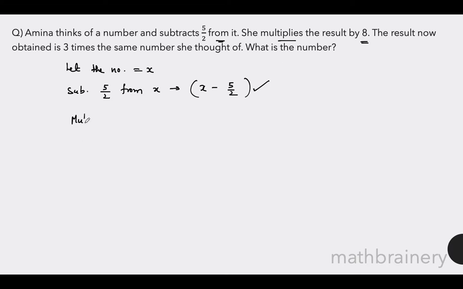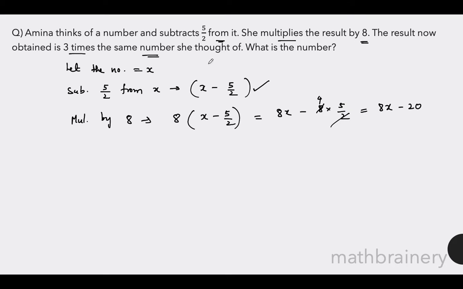So, when you are multiplying by 8, what you must get? It must be 8 times x minus 5 by 2. What is 8 times x minus 5 by 2? 8 times x is 8x minus 8 times 5 by 2, which is 8 into 5 by 2. 2 fours are 8. So, this must be 8x minus 20, right. Now, the condition is the result now obtained is 3 times the same number she thought of. This is the new result that is obtained, right.